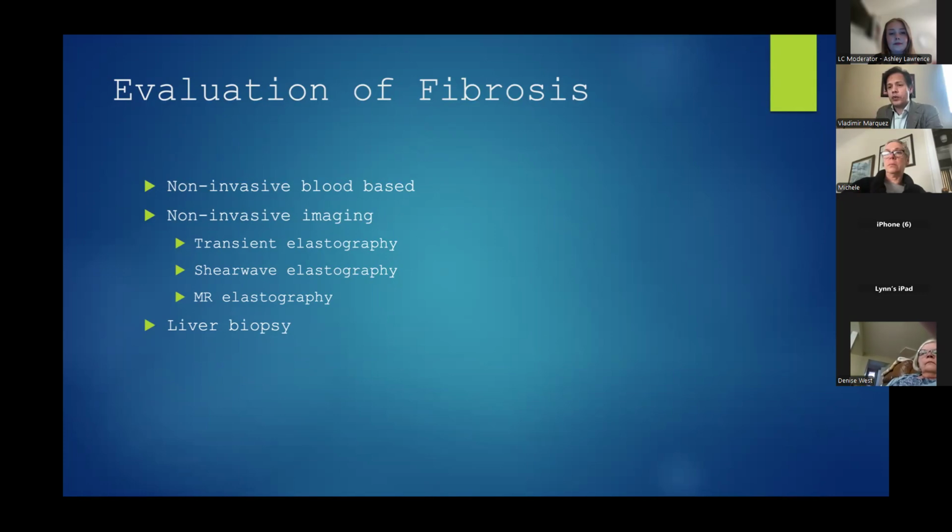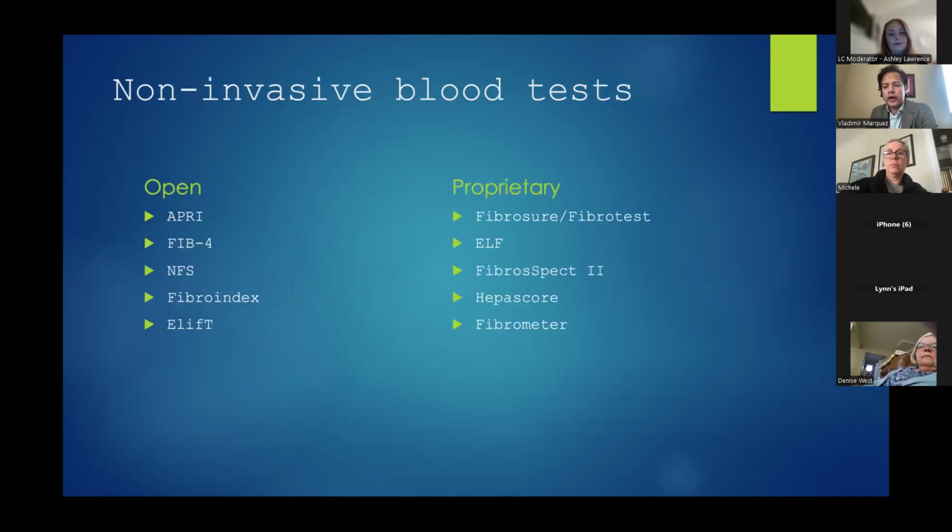But one of the things that we do on a general basis is to try to have an idea of how much scarring the liver may have developed. And for that, we have tests that we can do based on blood results, tests that can be done using some form of imaging technique, and obviously at the end, the liver biopsy. So what are these blood tests?